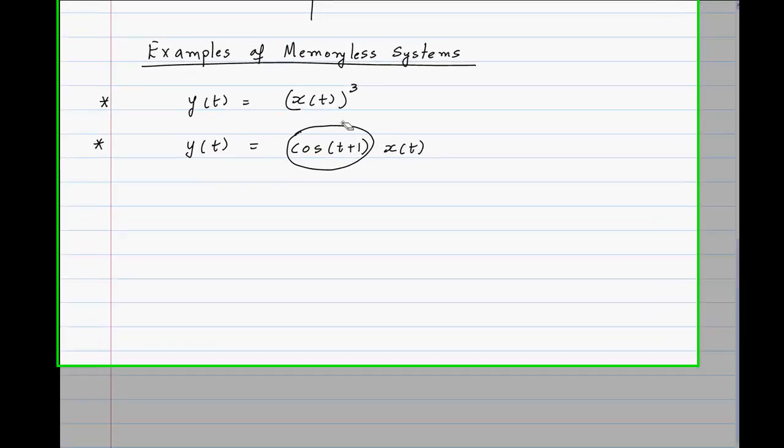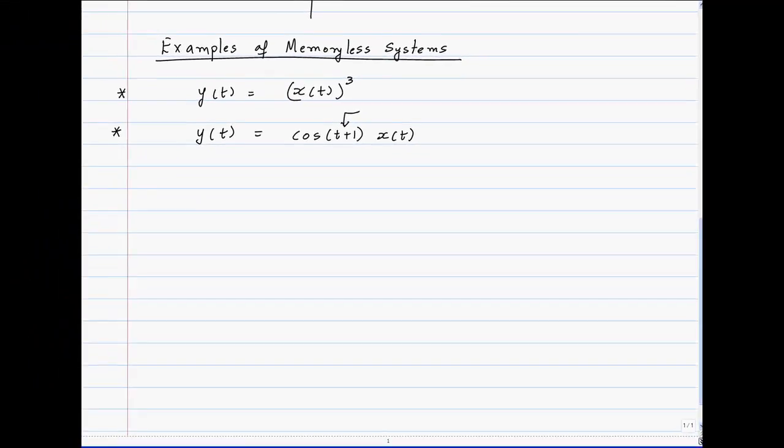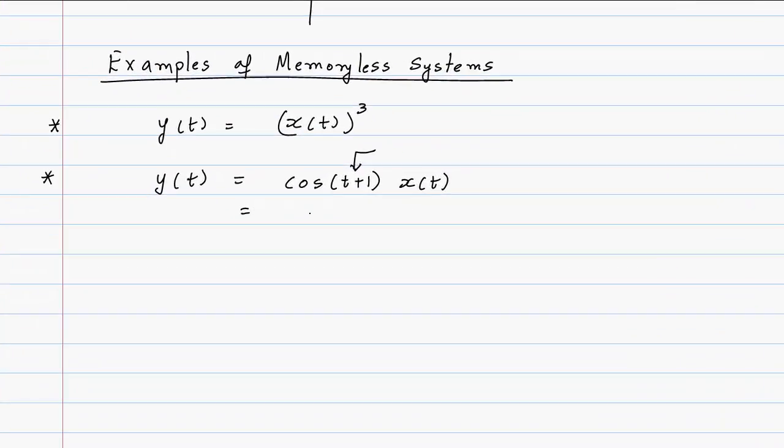They also get confused sometimes by the fact that they see t plus 1 here, and think that the output at time t depends on something at another time. This is also wrong. The t plus 1 here is not something that requires memory to implement, because I can always think of this as some function of t times x of t. In other words, I can compute the value of cosine t plus 1 at time t.